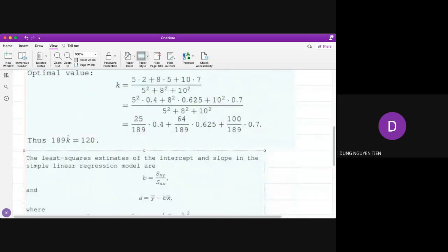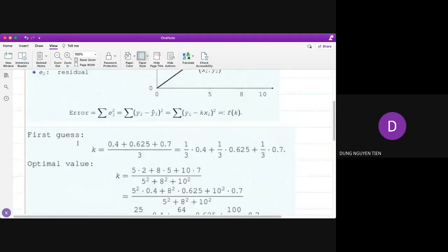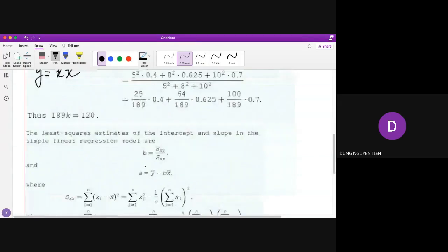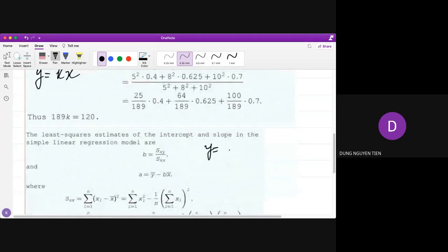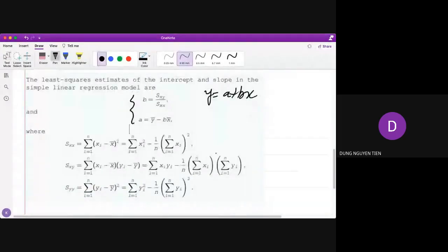Then you get the value of k, which is 120 divided by 189. In this case, we consider the model y equals k times x. If you consider the simple linear regression model, let's say y equals a plus bx, then you get these formulas for a and b. And we use similar arguments.